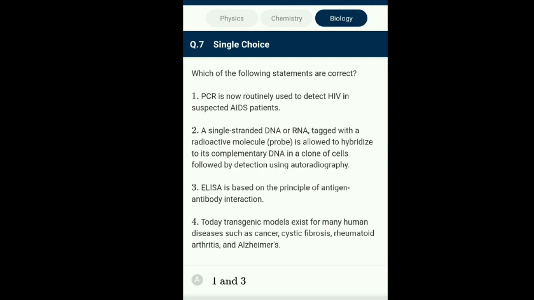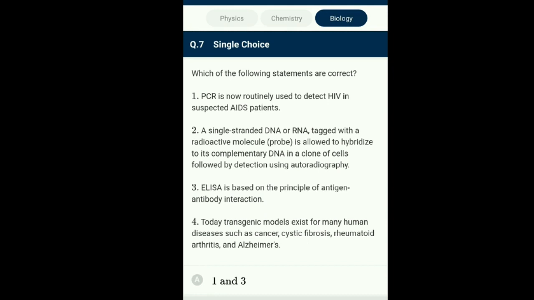Question number 7. Which of the following statements are correct? Here 4 statements are given. Very low concentration of bacteria or virus, that is, at a time when symptoms of the disease are not yet visible, can be detected by amplification of the nucleic acid by polymerase chain reaction. PCR is now routinely used to detect HIV in suspected AIDS patients. It is being used to detect mutations in genes in suspected cancer patients too. It is a powerful technique to identify many other genetic disorders.